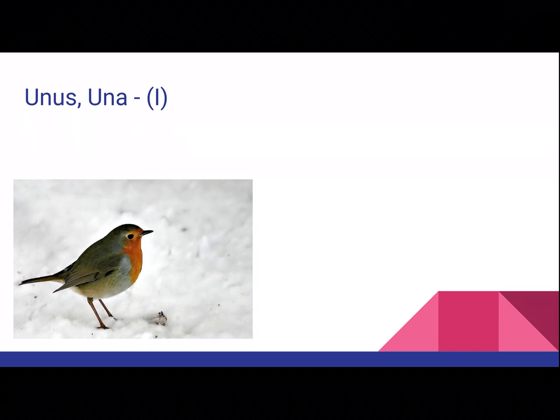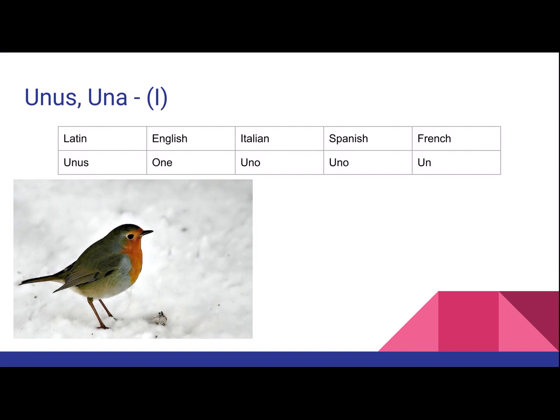Unus, una, is our first word. It means one. In parentheses, you'll see the Roman numeral sign for each of the Latin words I'm going to give you. Also on each of our slides, I'll give you the English, the Italian, the Spanish, and the French to show you the connections that Latin has with these modern Romance languages. So Latin unus means one in English. It's connected to uno in Italian and Spanish, or un in French. Una avis est in nive alba. One bird is in the white snow.